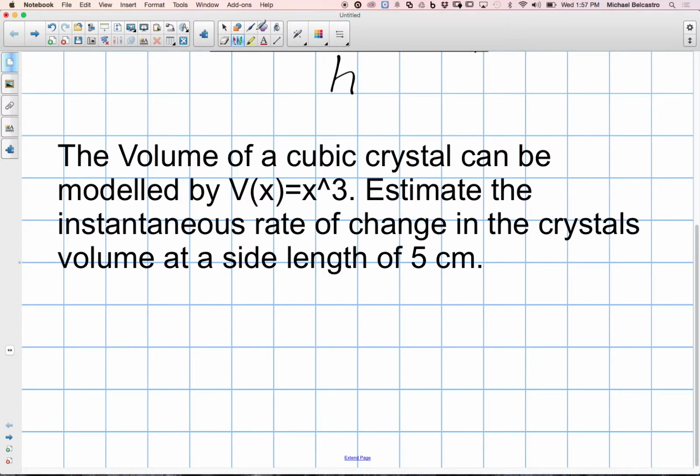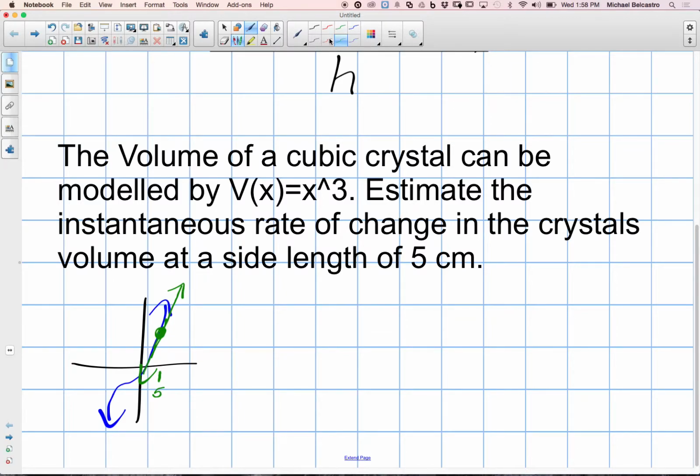So what we're looking at, and here's just a rough sketch, we're going to have a cubic function. So it goes something like this. And at 5 centimeter side length, we really want to find the slope of a line that would be tangent to this curve at that point. And the reason we're only looking at one point and we can't use the slope from before is because for average rate of change, or the slope of a linear line, we need 2 points. But we want it to be instantaneous. Instantaneous would mean only 1 point. So that's why we have to build a new formula in order to figure this out.